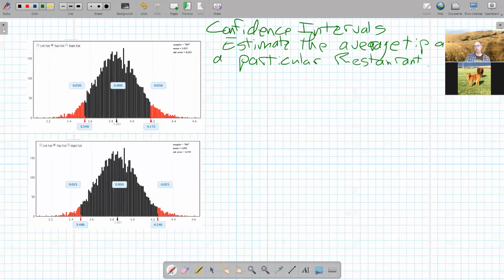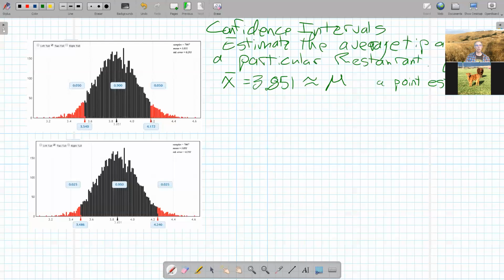What symbol would that be? Well, that would be a mu because it's an average and it's the average of all possible tips. So that's the population parameter here. What I have right here is x bar is 3.851. And that's what I'm using to approximate that population. Again, this right here is what's called a point estimate. It's a specific number.